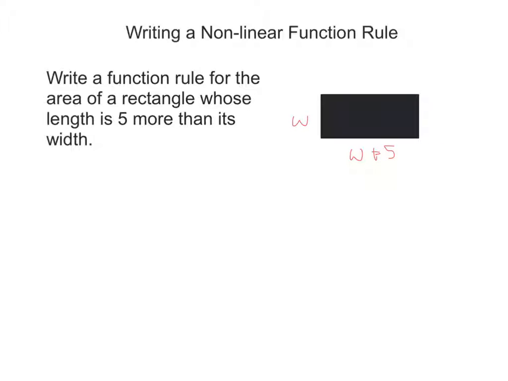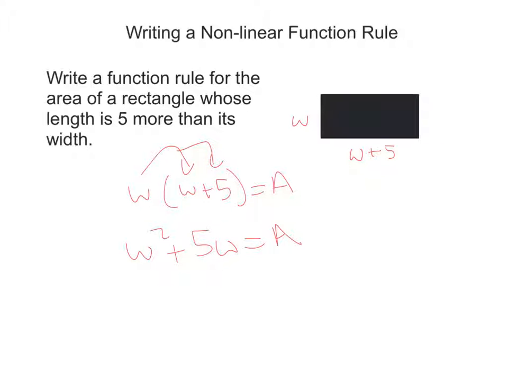So if I was writing an area formula for this rectangle, I would do length times width, which in this case would be W times (W plus 5) equals area. Then if I were to use my distributive property, I would say W squared plus 5W equals area. And there we have our function rule.